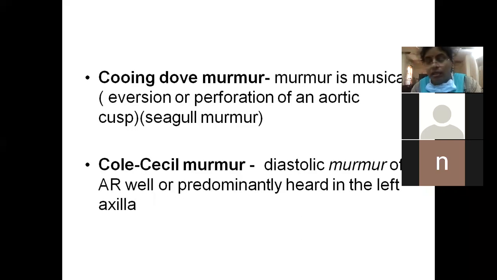If there is a perforation of the aortic valve leaflet, it produces a musical murmur called a pigeon murmur or seagull murmur. So the musical quality of the murmur is due to perforation of the leaflet. Then the Hall-Sessile murmur means the diastolic murmur of AR that is predominantly heard in the left axilla; that is called the Hall-Sessile murmur.